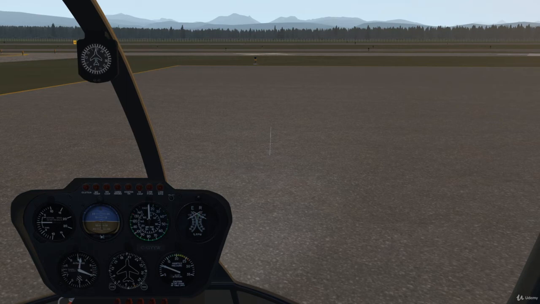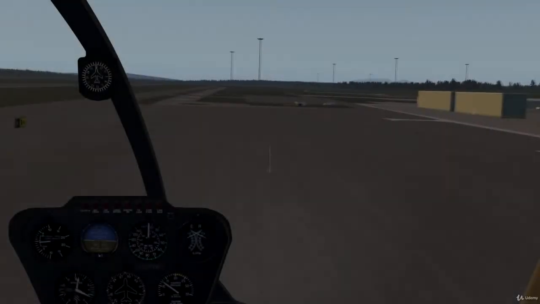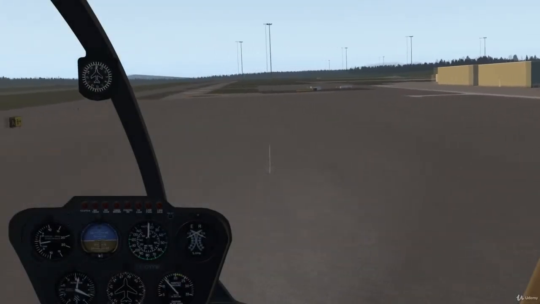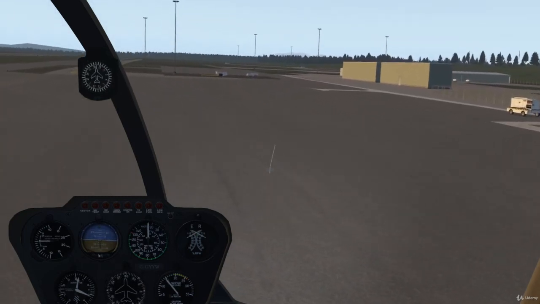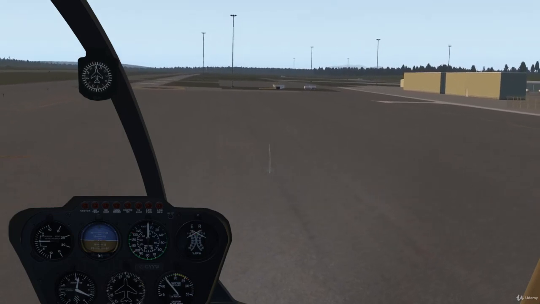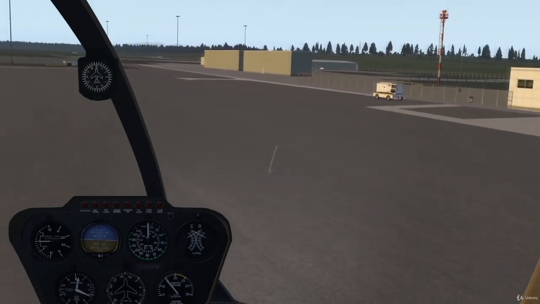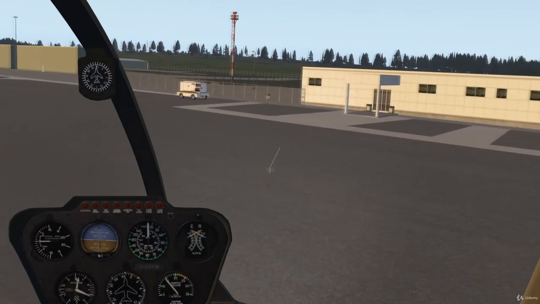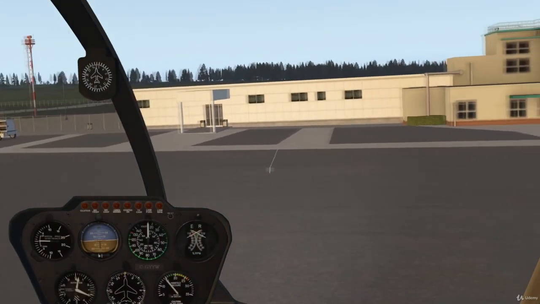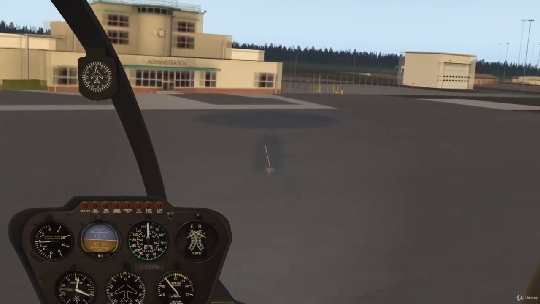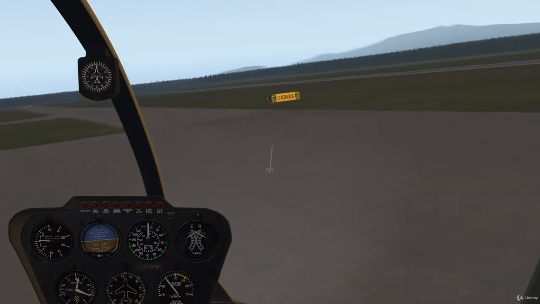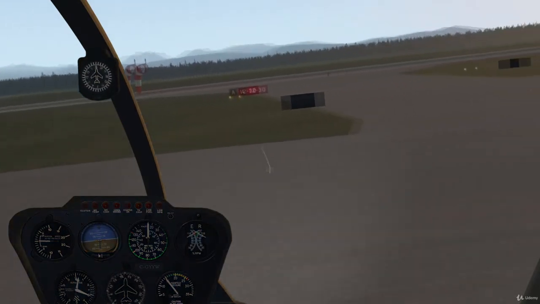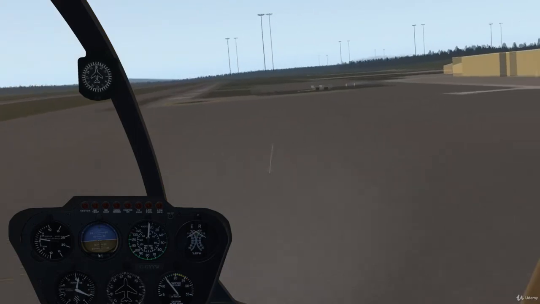Okay, so I'll now go into hover and demonstrate this for you. Okay, so we're in a hover right now. We're not really paying attention. There's some right yaw developing. Not doing anything about it, so it's continuing. And then at some point it reaches the point where you're at the stop with left pedal, but it doesn't help. The helicopter is still spinning to the right.